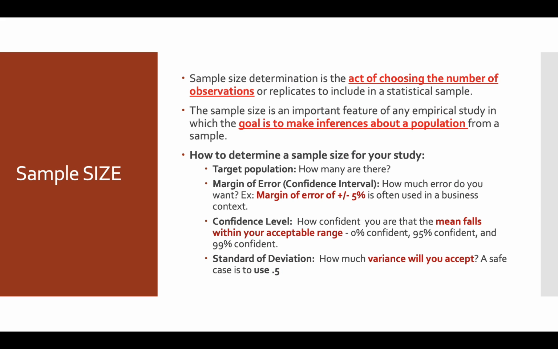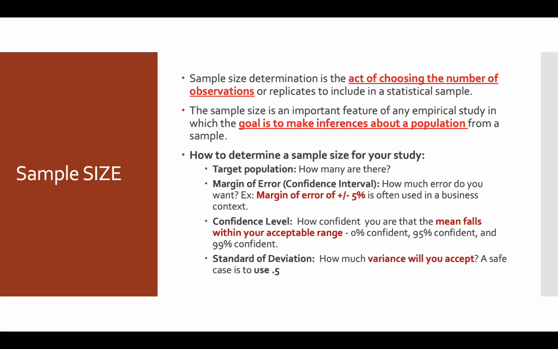Now let's switch gears a moment and talk about sample size. So the sample size is basically the act of choosing the number of observations or replicates to include in a statistical sample. Our goal is to make inferences about the population. And in order for us to make inferences about the population, we have to be confident that the sample we pull is valid. So the first thing that we do is we look at the target population and we estimate that. So how many people are there?